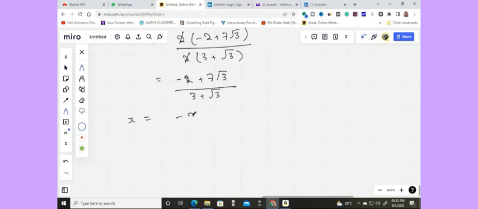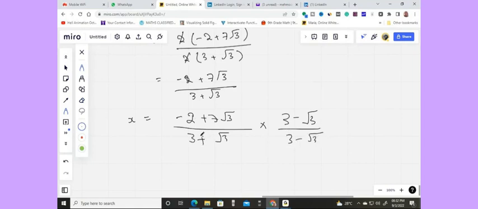Okay, so it's minus 2 plus 7 root 3 upon 3 plus root 3. I'm going to multiply it with 3 minus root 3. Whatever the sign I have here, I just take the sign opposite of this while dividing and multiplying during rationalization.